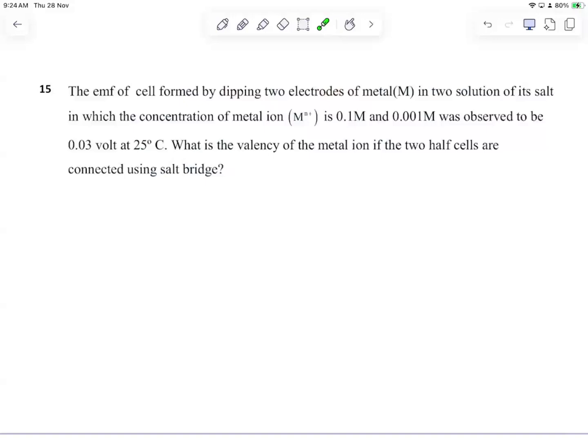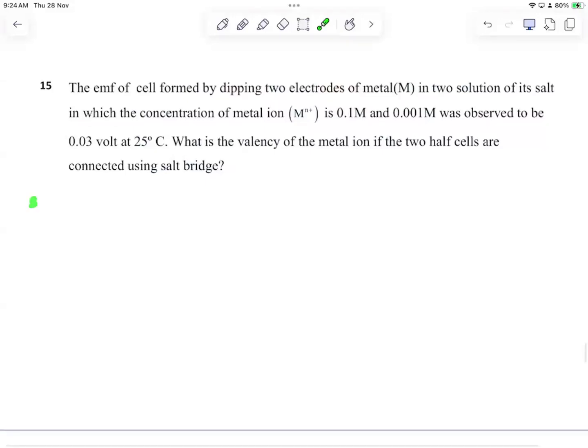Next one. The EMF of the cell formed by dipping two electrodes of a metal in two solutions of its salt, in which the concentration of the metal ion is given as 0.1 and 0.001, was observed to be 0.3 volts at 25 degrees. What is the valency of the metal ion if the two half cells are connected using a salt bridge? Okay, so we need to figure out the value of n here.